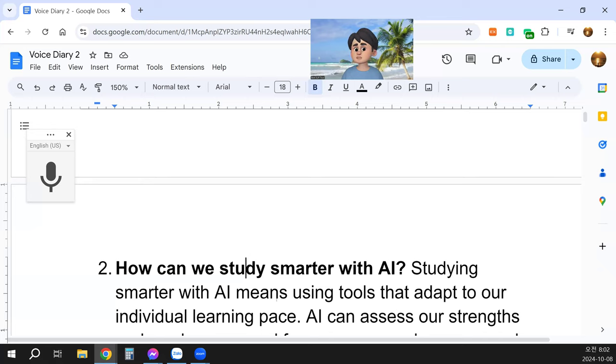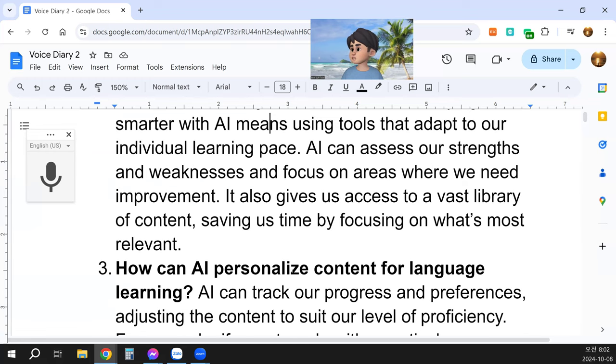Studying smarter with AI means using tools that adapt to our individual learning pace. AI can assess our strengths and weaknesses and focus on areas where we need improvement. It also gives us access to a vast library of content, saving us time by focusing on what's most relevant. How can AI personalize the content for language learning?